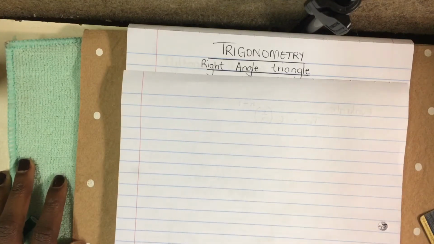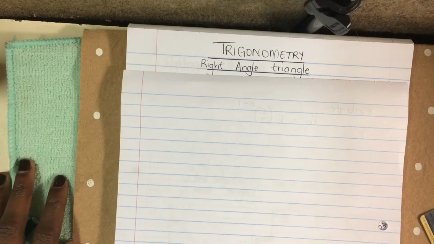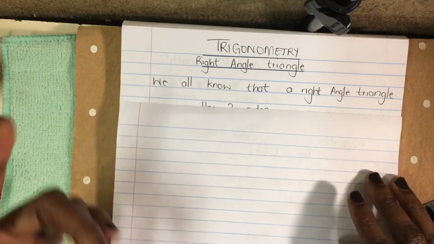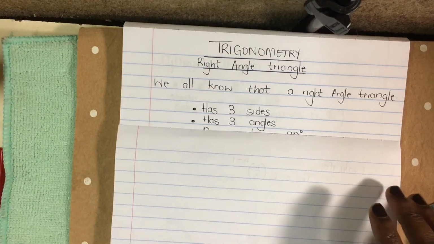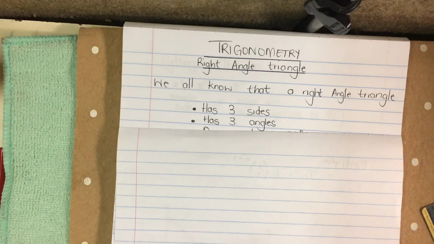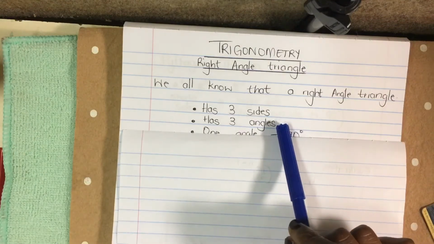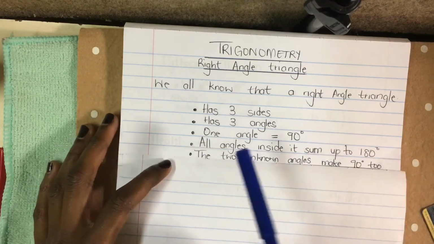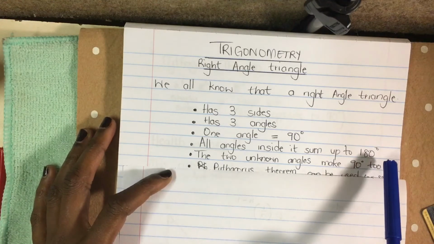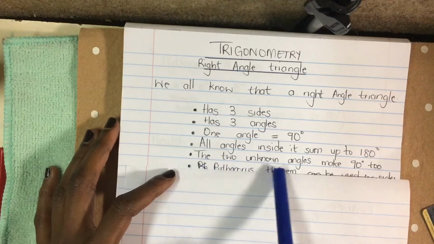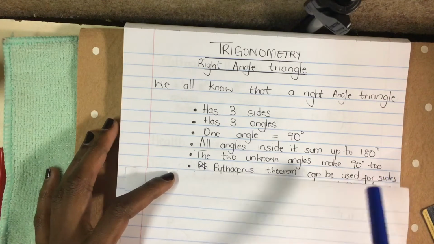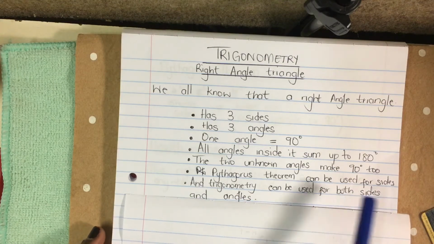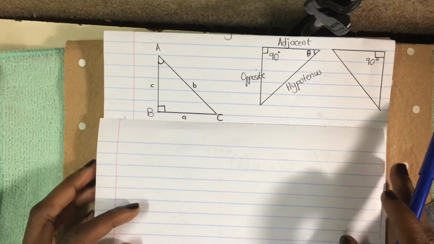So we're doing trigonometry, but first I want to explain right-angled triangles, because that's another part we'll be using a lot. We all know that triangles have three sides and three angles as well. One of the angles is equal to 90, and that's how right triangles differ from other triangles. All angles inside sum up to 180, so including the 90, the other two unknown ones will also give you 90. Pythagoras' theorem can be used here for the sides, and trigonometry can be used for both the sides and the angles. These are the triangles I'm talking about.